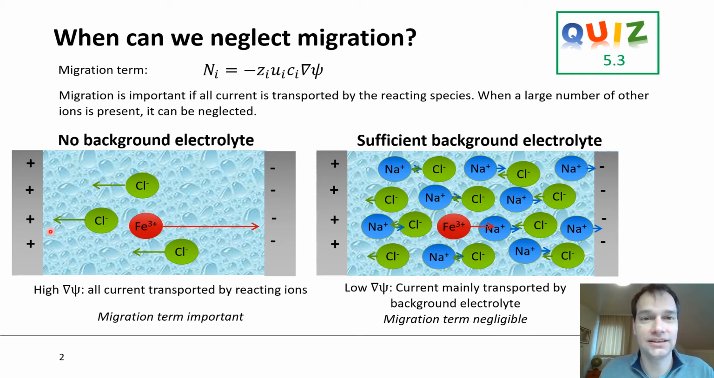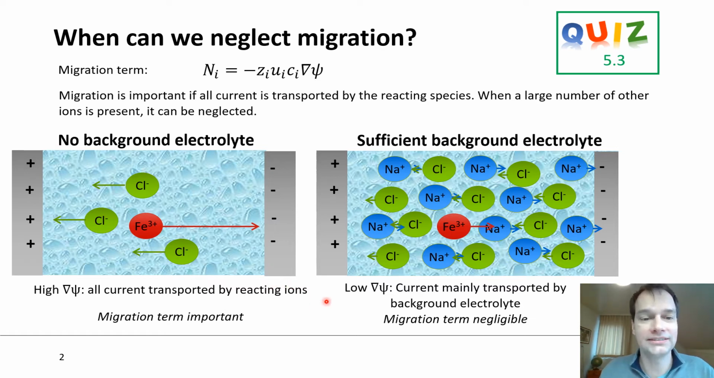So when is that the case? To make it very simple, that is the case when we have a lot of other ions present. So here on the right side we have all these sodium ions present and a lot of chloride. So there are only a small number of iron ions here. Now in this case, the migration term can be neglected. In this case, it cannot be neglected.